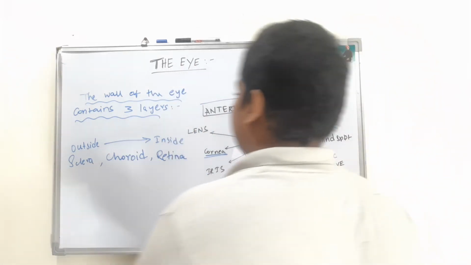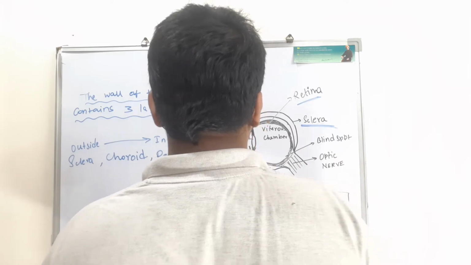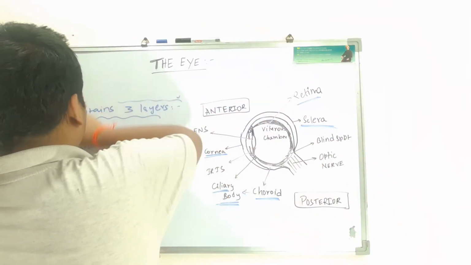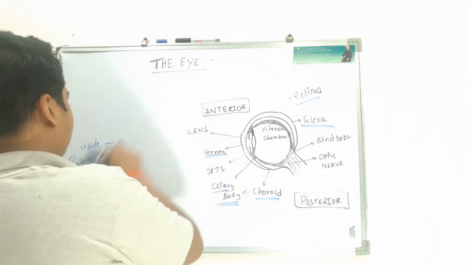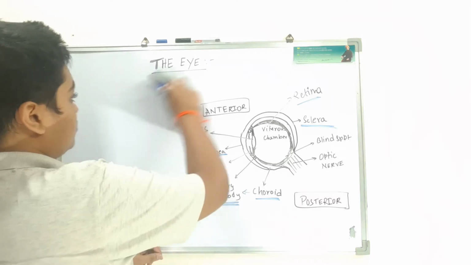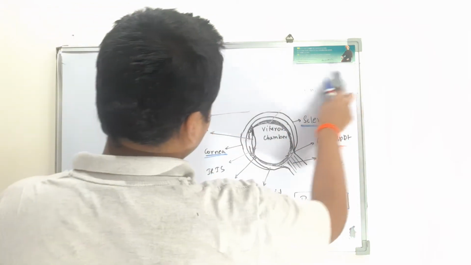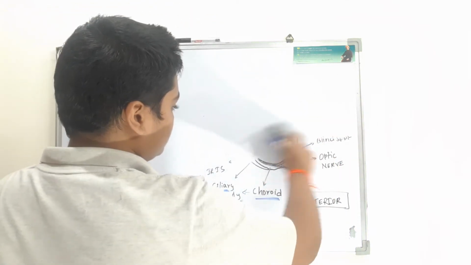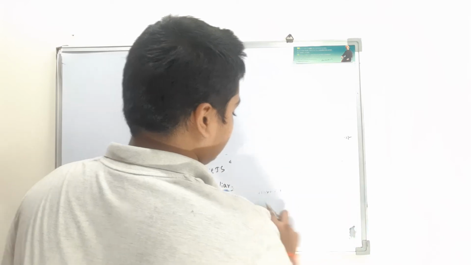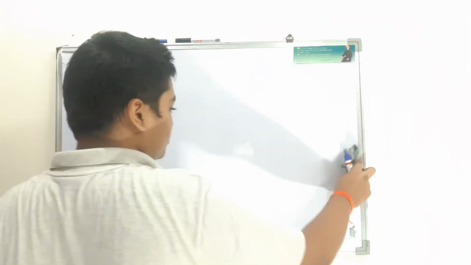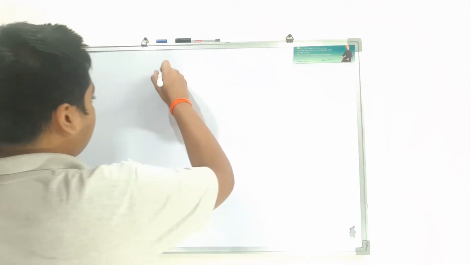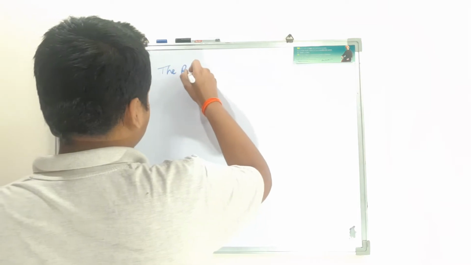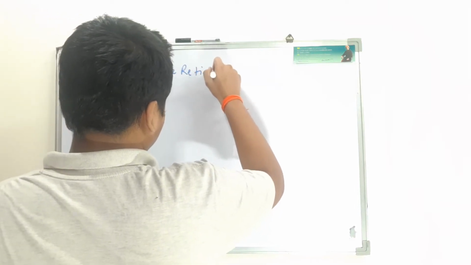Okay. So I am erasing them. In the eye, we will be talking about retina now. And what is this retina? Everything we will be talking about. Let's talk about the retina. It is the innermost layer.